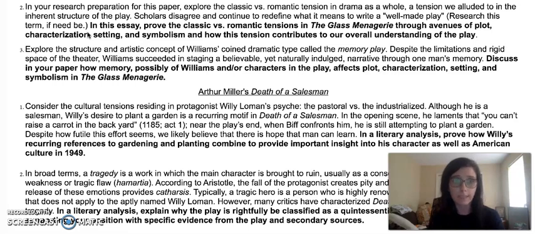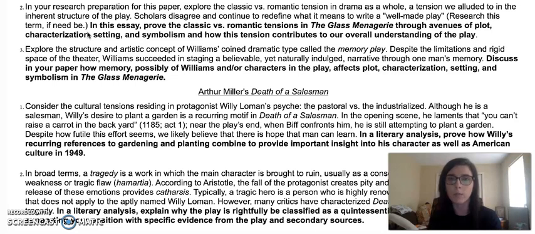In this essay, prove the classic versus romantic tensions in The Glass Menagerie through avenues of plot, characterization, setting, and symbolism. You would choose three of those, is what you would do. You would choose three. And how this tension contributes to our overall understanding of the play.